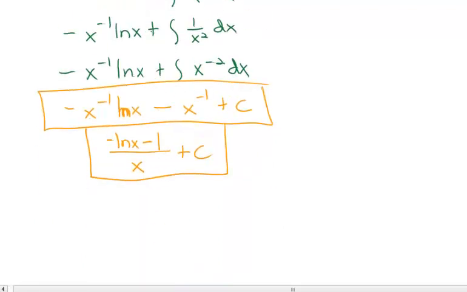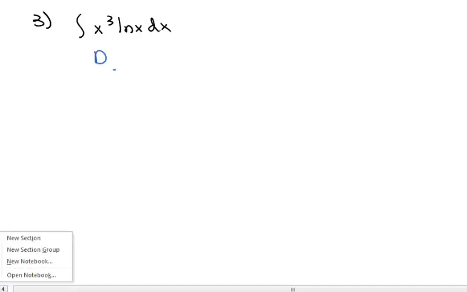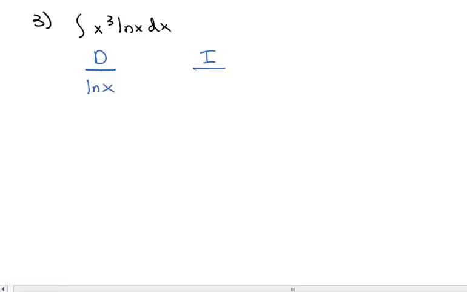Let's do one last example of this process. We're going to do the integral of x cubed natural log of x dx. Derivative column, integral column. We want the derivative of the natural log of x. That's 1 over x. We want the integral of x cubed. That is x to the 4th times 1/4. We draw a diagonal line and a horizontal line. Diagonals plus, horizontals minus.